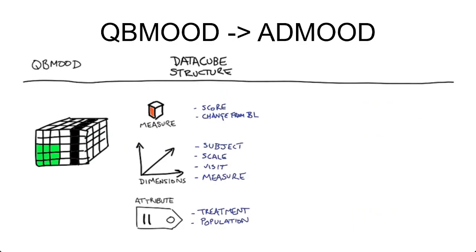How would we then take that and turn that into an ADaM data set? Well, there's 2 key points here to get across.